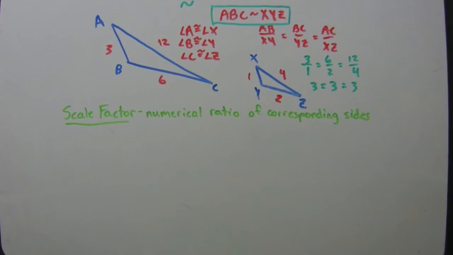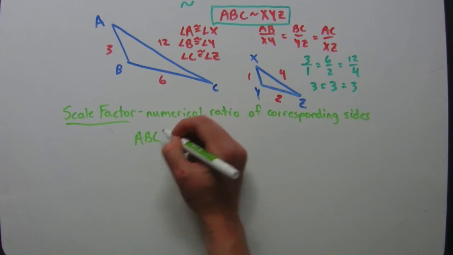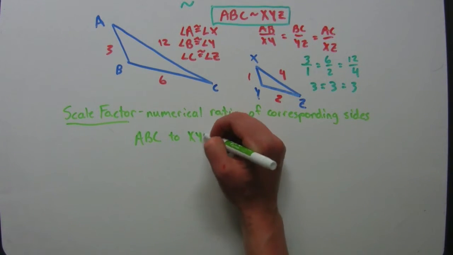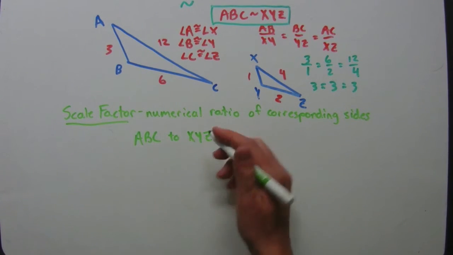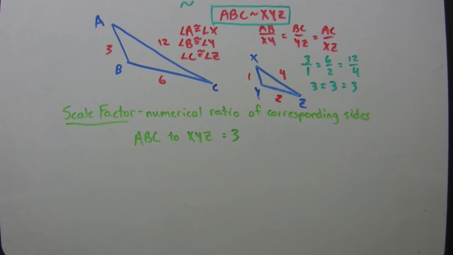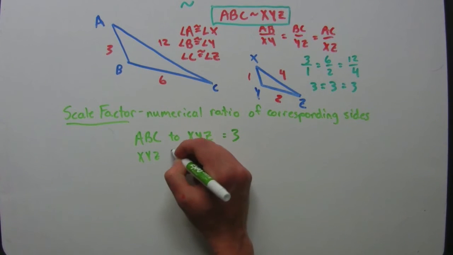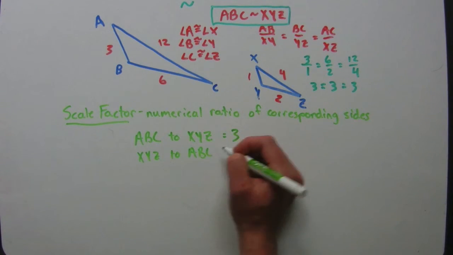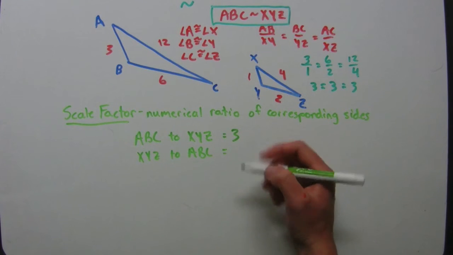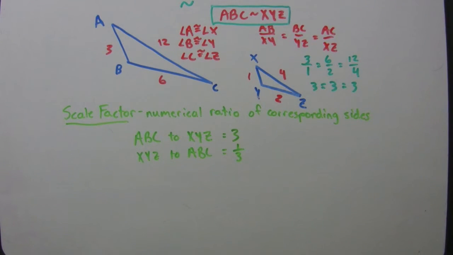The scale factor is the numerical ratio of the corresponding sides. So from triangle ABC to triangle XYZ, the scale factor was equal to 3. If we go the other way, from triangle XYZ to triangle ABC, then the scale factor is going to be 1 over 3, or 1/3.